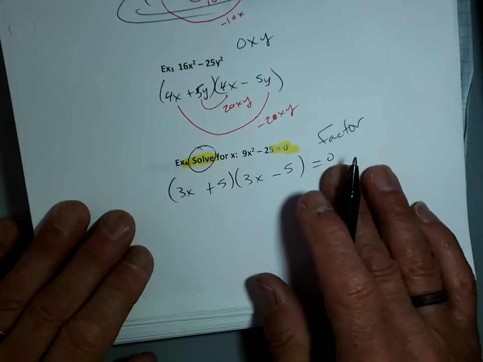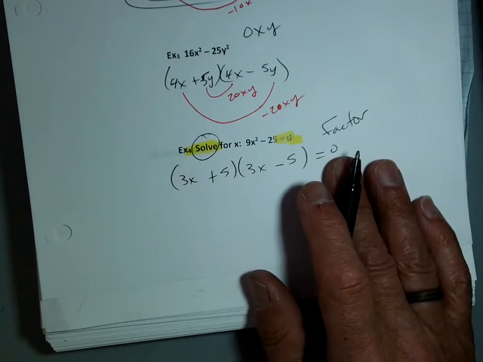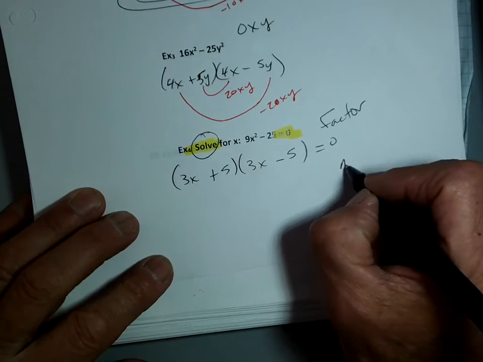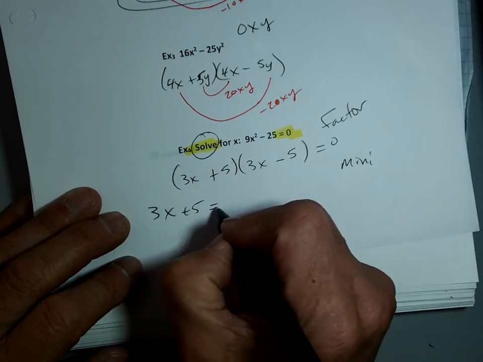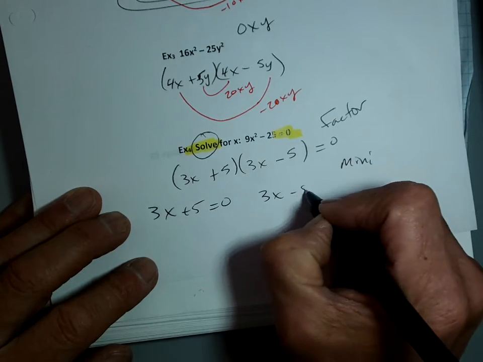So from here, we're not done. When I'm all done, I'll hit that, okay? So mini equations, right? Mini equations. So 3x plus 5 equals 0. 3x minus 5 equals 0.